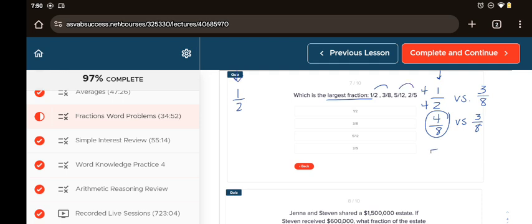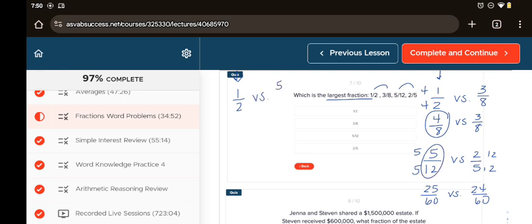Then I'm going to do 5/12 versus 2/5. Okay, so this one can't easily be made into the same denominator, so I'm just going to multiply them by each other. This gives me 25 over 60 versus 24 over 60. So the winner here is 5 over 12, because the numerator is the biggest.